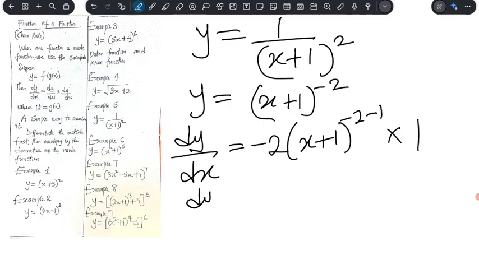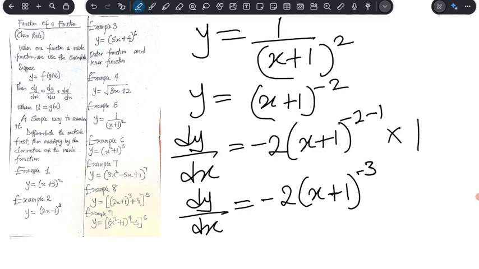So telling you that dy/dx is equal to minus 2 onto (x + 1) all raised to power minus 3, which will give you minus 2 all over (x + 1) all raised to power 3. So the 3 will become plus because the minus has already come down. So let's go to example 6.